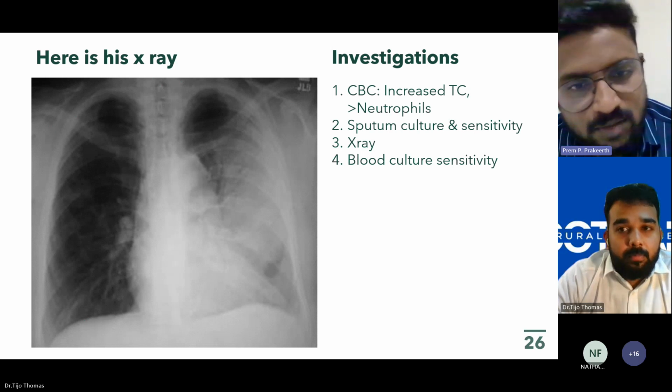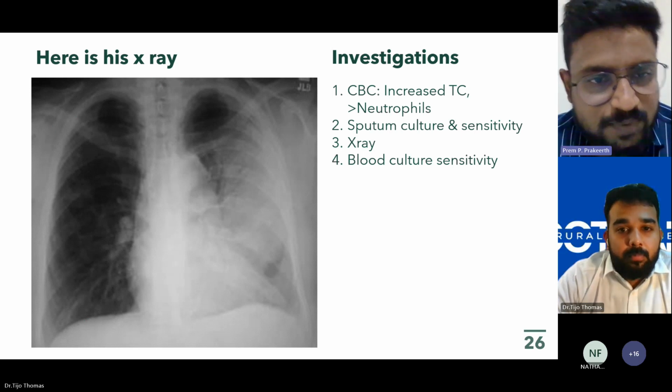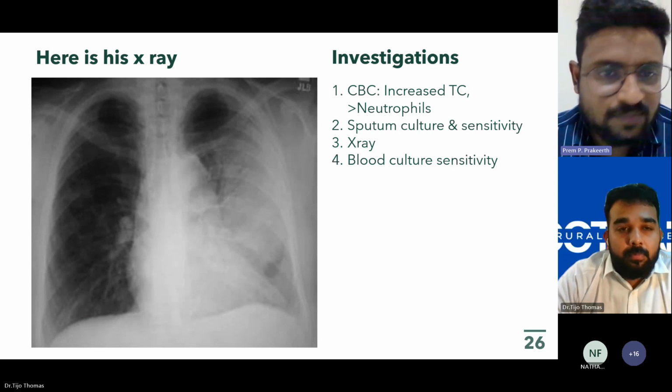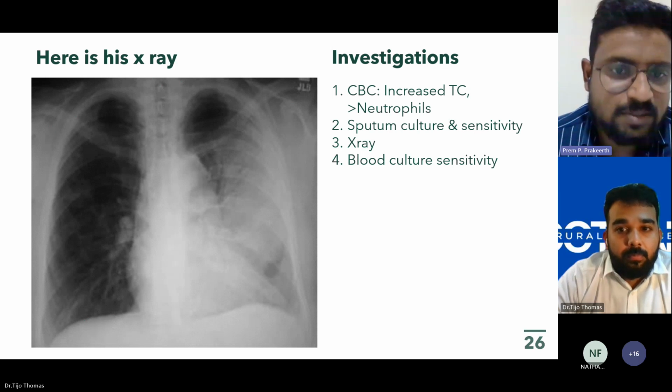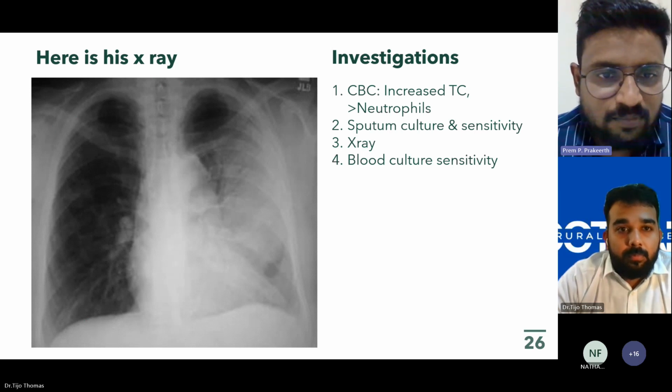Other differential diagnoses: one is collapse. In collapse also there can be volume loss features on that particular side wherever there is collapse. They can have mediastinal shift. The appearance will be almost the same. They may not have an air bronchogram.